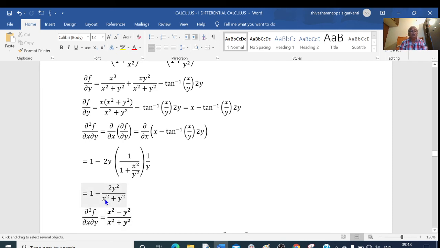Again, if I take LCM x² plus y², here I am getting x² plus y² minus 2y². So x² plus y² minus 2y² is nothing but x² minus y² divided by x² plus y². This is our ∂²f/∂x∂y.